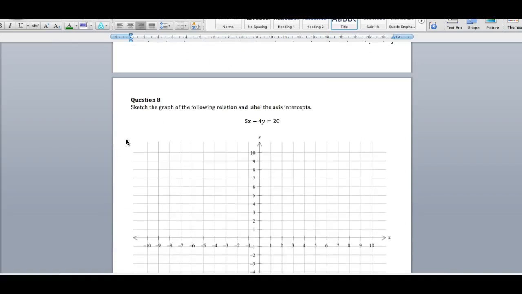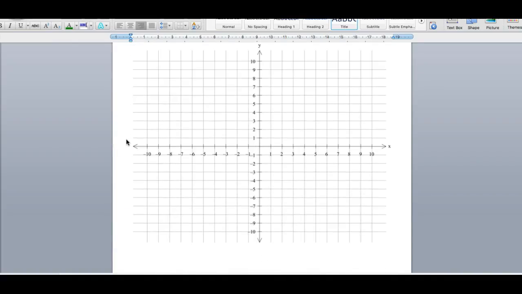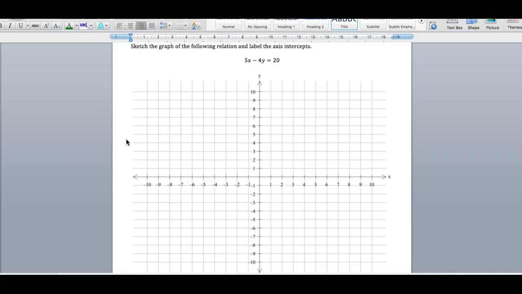All right, question 9, sketch the graph. So we have 5x minus 4y equals 20. You could rearrange this into the form y equals mx plus c. I do think when it's in intercept form, so this is intercept form, that it is actually easier just to use the x-intercept and the y-intercept.